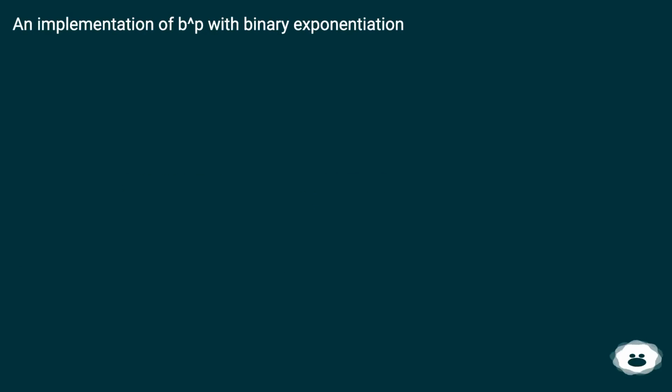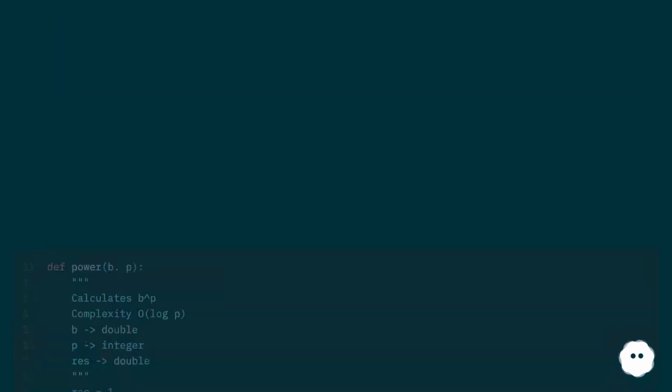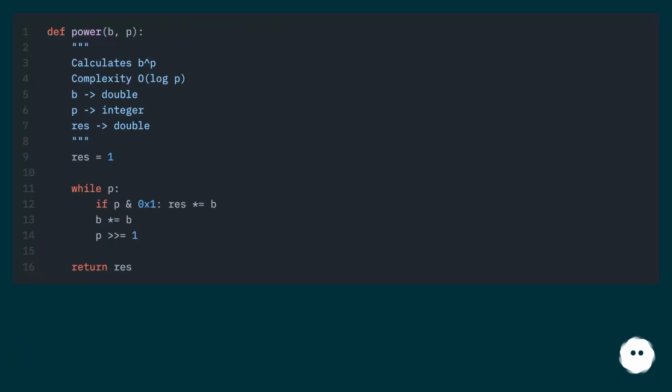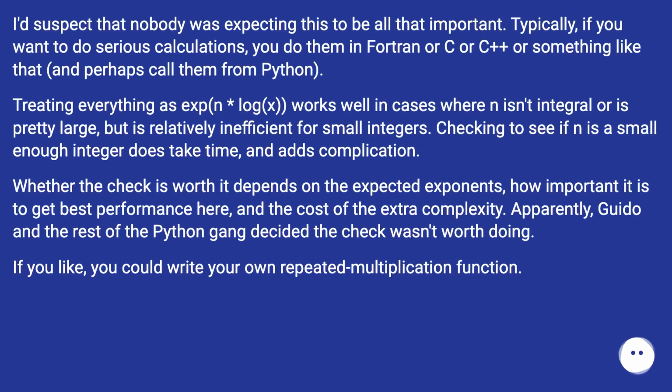An implementation of b to the power of p with binary exponentiation. I'd suspect that nobody was expecting this to be all that important. Typically, if you want to do serious calculations, you do them in Fortran or C or C++ or something like that, and perhaps call them from Python.